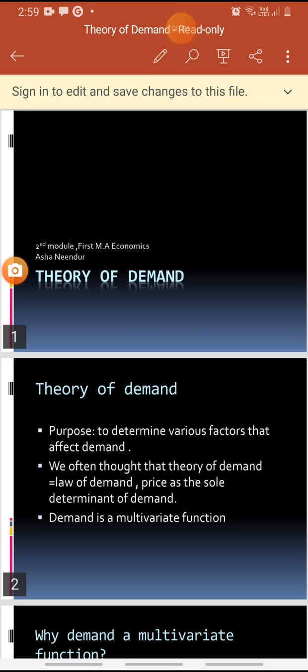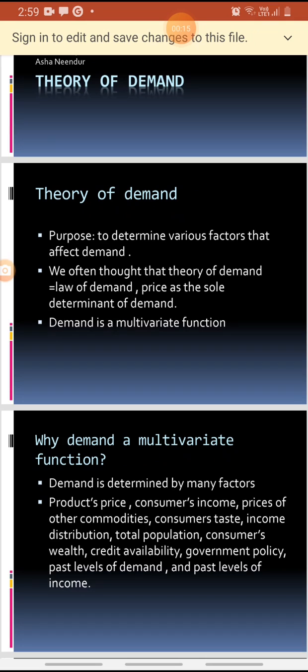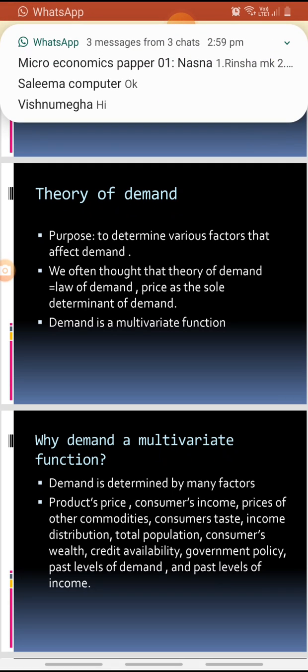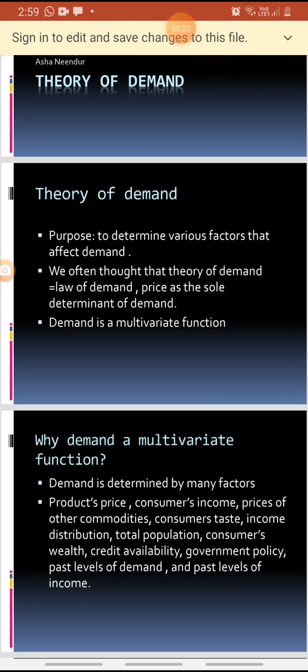Friends, today we are going to start our second module under microeconomics of MA. Topic is theory of demand. Why do we study theory of demand? The purpose is to determine various factors that affect demand. We often think that theory of demand is like law of demand, that is, the price is the sole determinant of demand.